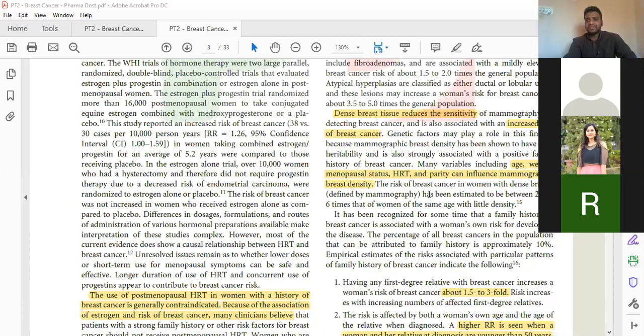Many variables, including age, weight, menopausal status, hormone replacement therapy, and parity, all of which we discussed, can influence mammographic breast density as well. So here we are talking about breast density. What's the age of the patient, what's the weight of the patient, whether the patient has a regular menstrual cycle, whether the patient is on hormone replacement therapy, what is the parity status. All these can affect mammographic breast density.